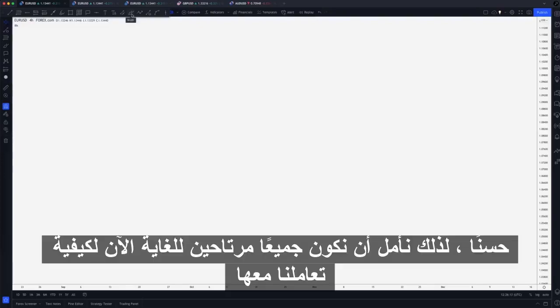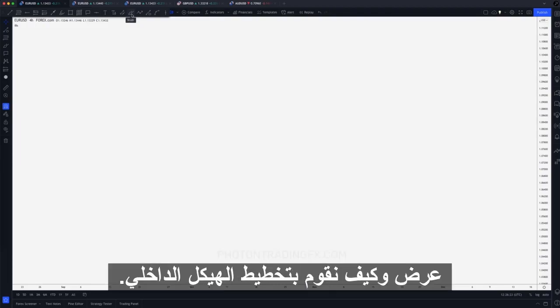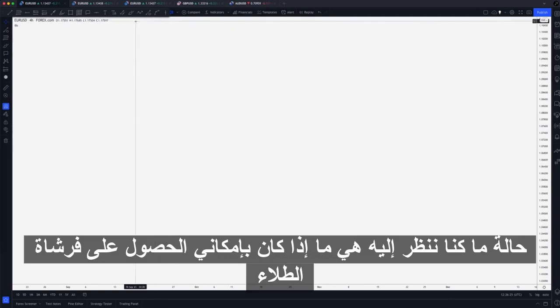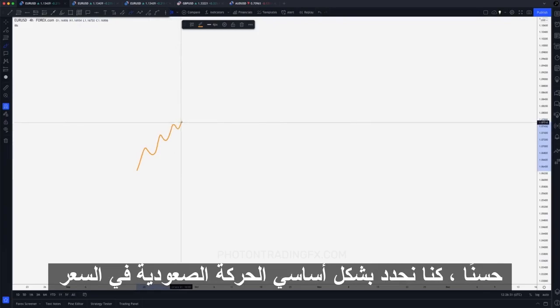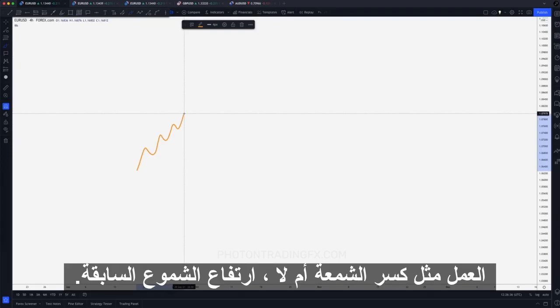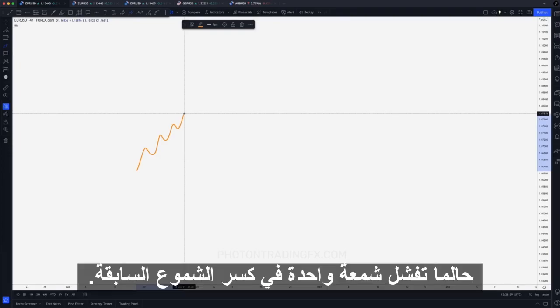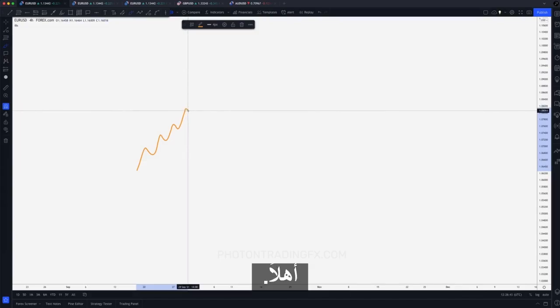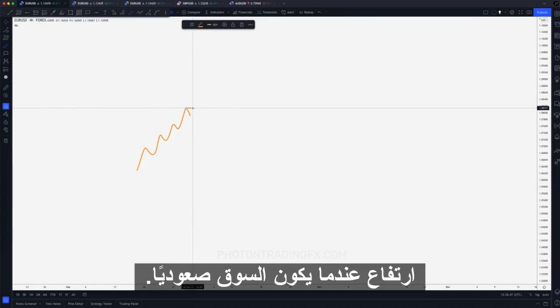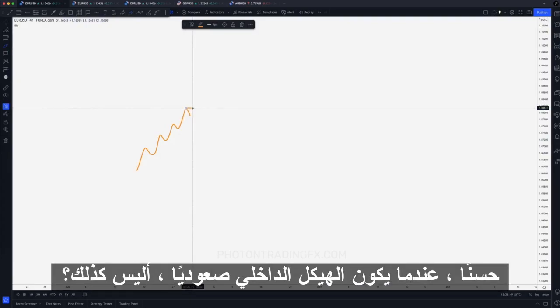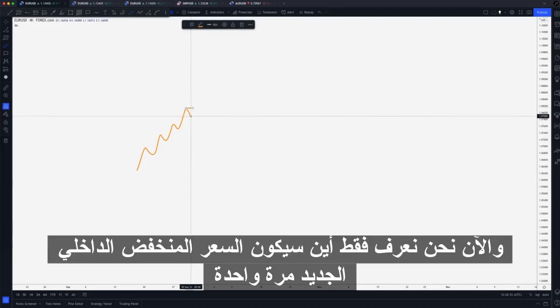Alrighty, so hopefully we're all now extremely comfortable with how we view and how we map internal structure. What we were looking at is those very, very tiny movements in price, okay? We were essentially defining the bullish movement in price action as whether or not the candle breaks the prior candle's high. As soon as one candle fails to break the prior candle's high, we start to mark that out as a pullback. We can mark that out as our high when the internal structure is bullish. And now we only know where the new internal low will be once price breaks that high.